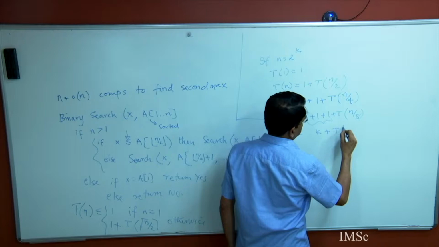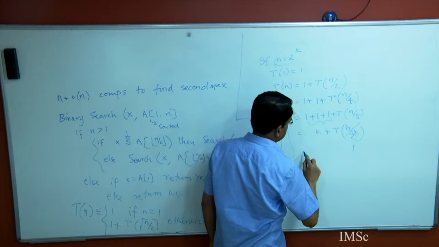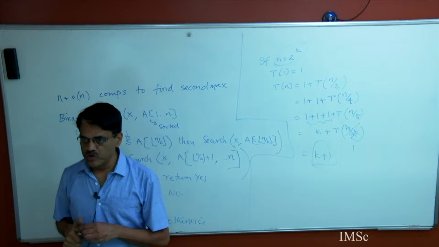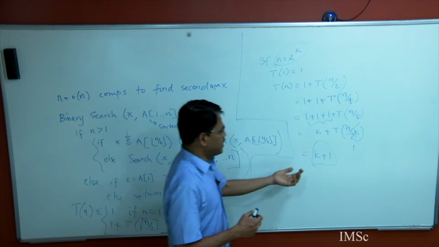but n is 2 power k, so n by 2 power k is 1, and T of 1 is 1, so this will be like a 1. So this will be k plus 1. So if n is a power of 2, then we saw k is log n, because n is 2 power k means k is log n to the base 2. That's the definition of log n, right? So you will have log n plus 1 many comparisons.